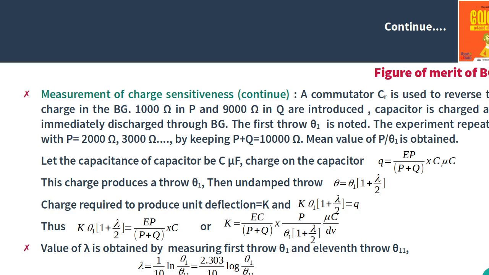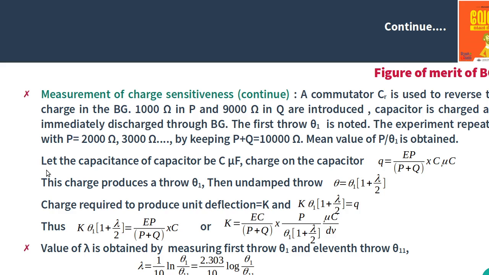Then we will find the mean value of P by theta 1. The mean value of P by theta 1 is noted and kept. And we also get the value of theta 1 by theta 11 for all. Theta 1 by theta 11 is needed for this. Theta 1 by theta 11 we will note for every value of P and Q.